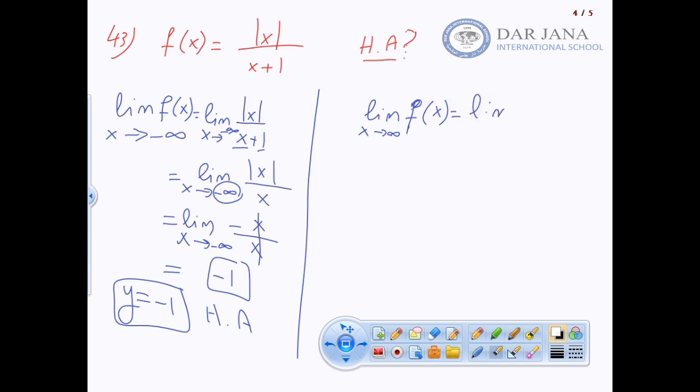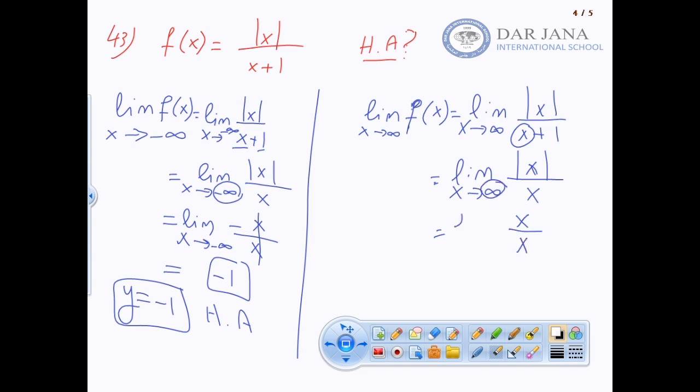It's the limit of absolute x over x plus 1 as x approaches infinity. The highest one up is absolute x, I don't have any other term, and down it's x only. As x approaches infinity, it's going to be x, not negative x, and it's positive, over x. So it's going to be 1. So y equals 1 is another horizontal asymptote.